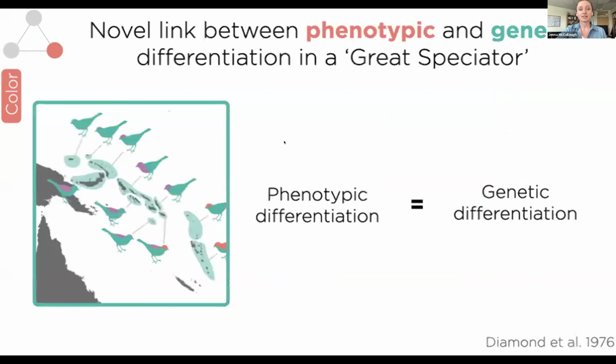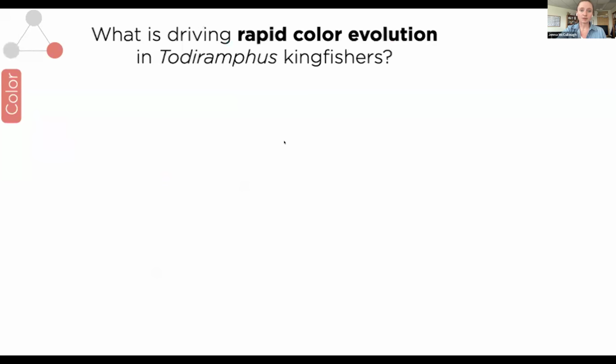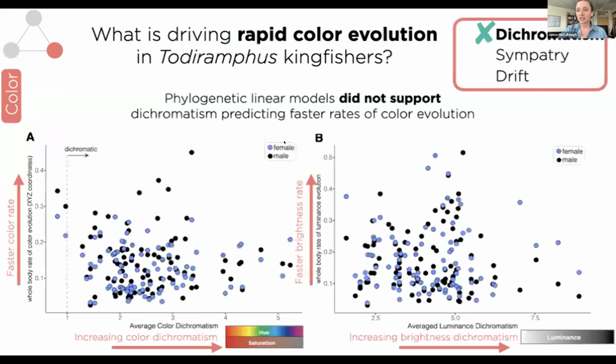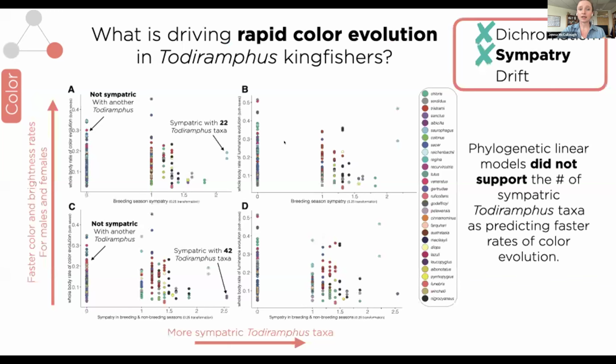Since the inception of the Great Speciator paradox, this relationship has been assumed, but it is, for the first time to my knowledge, that they have been empirically shown to be linked. So what is driving this rapid color evolution? Measures of whole body sexual dichromatism for both color and brightness were not supported as a predictor, nor were estimates of sympatry, both in the breeding and non-breeding seasons.